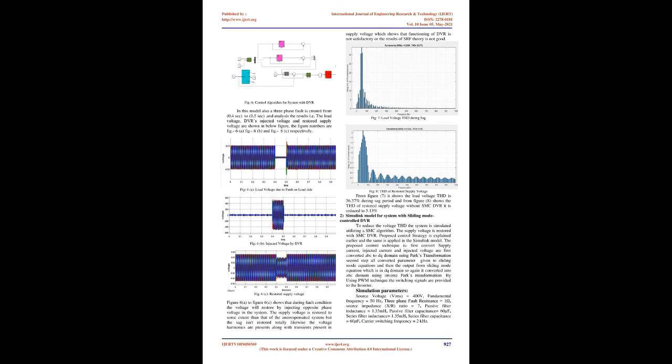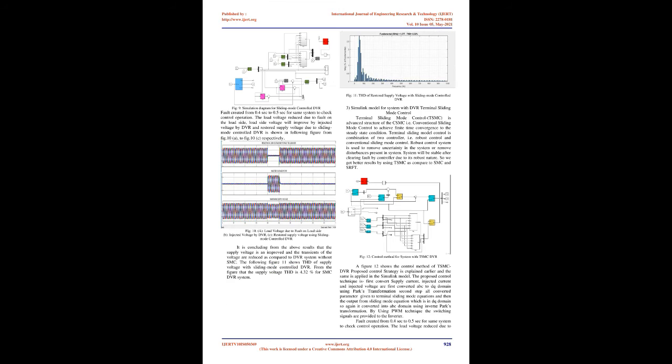Fig. 6, restored supply voltage. Figure 6A to figure 6C shows that during fault condition the voltage is restored by injecting opposite phase voltage in the system. The supply voltage is restored to some extent compared to the uncompensated system, but the sag isn't restored totally. This shows that the functioning of DVR is not satisfactory, or the results of SRF theory are not good.